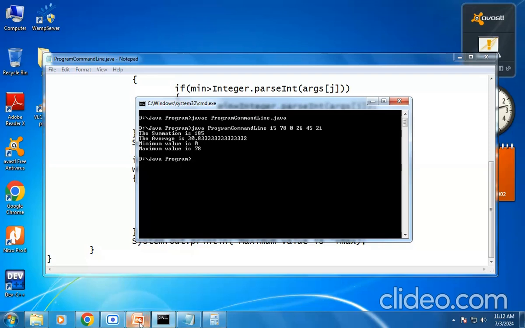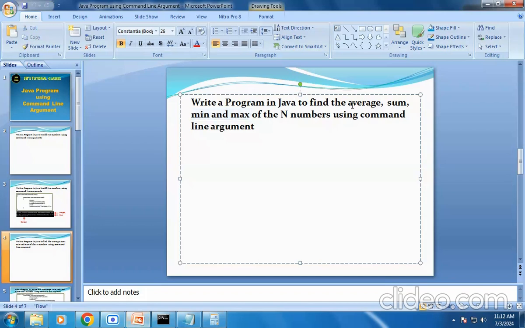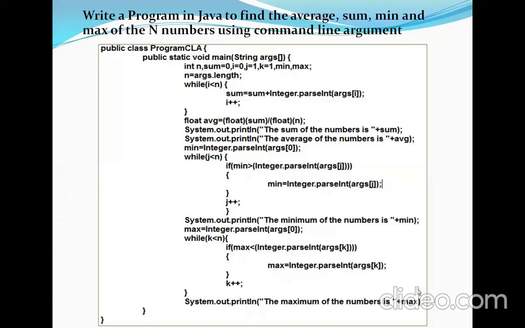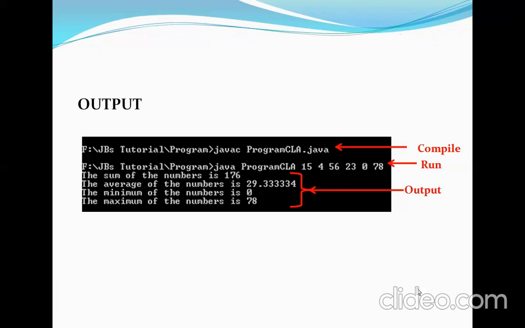So we have done the program using command line arguments to find the sum, average, minimum, and maximum of n numbers. This is the program I have given here, which I have just explained. You can go through the program. For compilation you have to write javac and the program name dot java, and for running the program, write java, the program name, and give the number of arguments as you wish. In this particular program, the summation result is 176, the average is 29.333, the minimum value is 0, and the maximum value is 78.